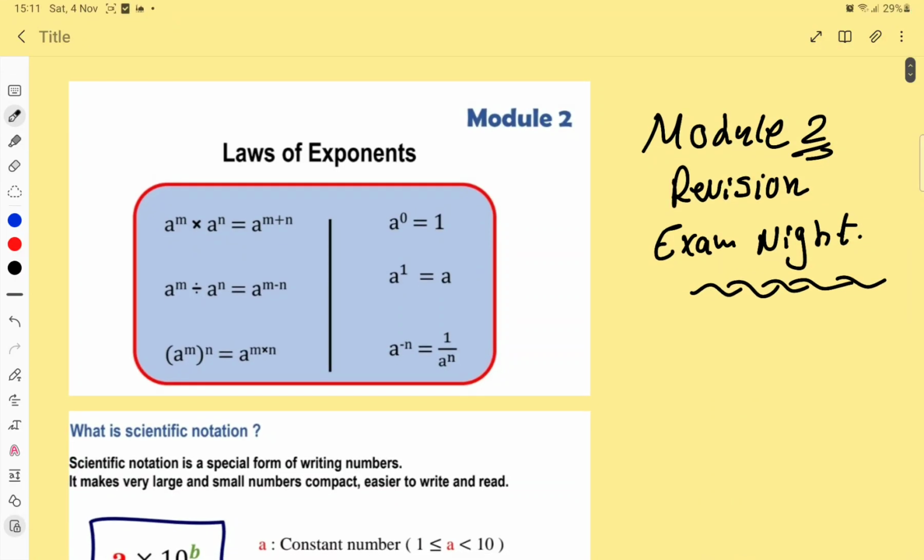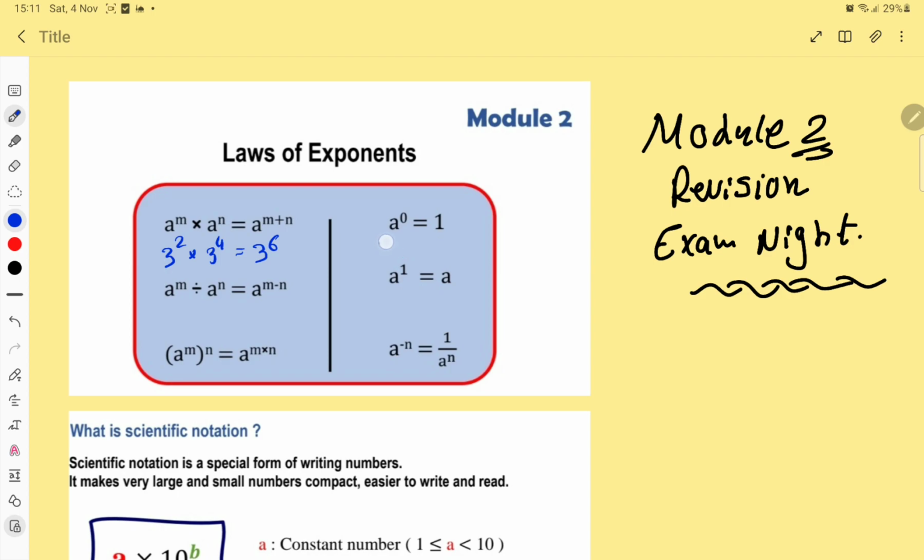And now we want to revise module 2. Laws of exponents. Actually, let's remember together, whenever there is multiplication, we add the powers. So for example, let's say 3 power 2 times 3 power 4. There is multiplication, the same base, 3 and 3 are the same. So 2 plus 4, 3 power 6.